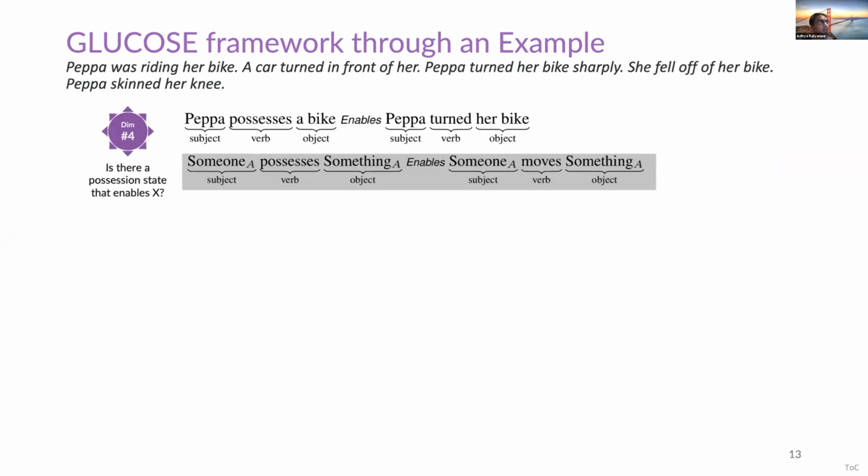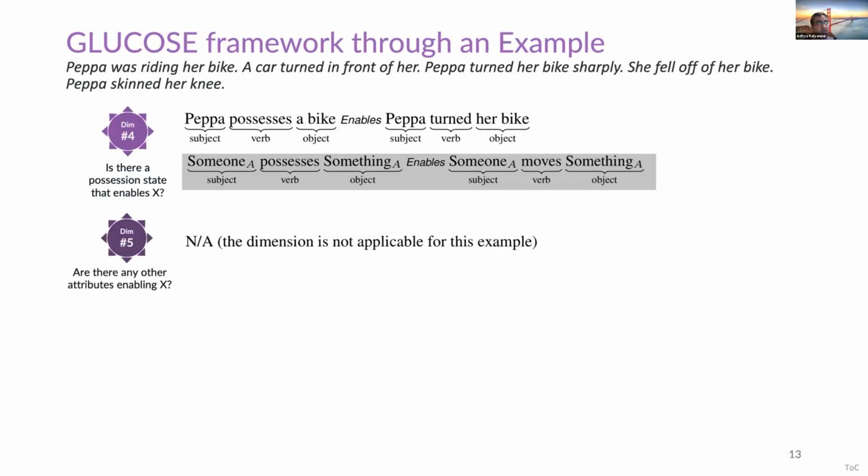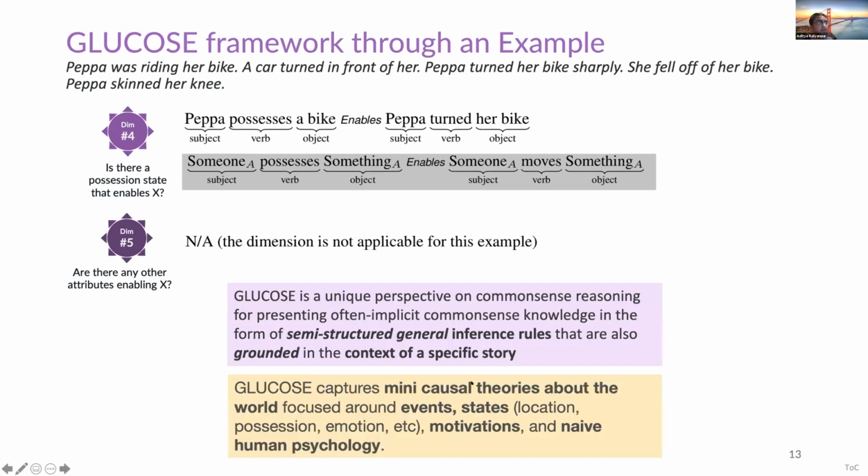And then the remaining dimensions. In this case, what possession information enabled this? Well, the fact that she possessed a bike allowed her to turn it. You need to possess it before you turn an object, before you do an action on an object. And in this particular case, the 5th dimension wasn't applicable.